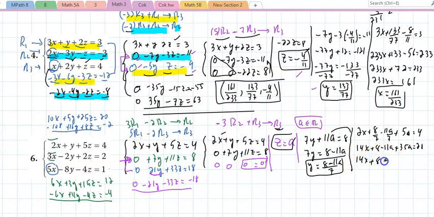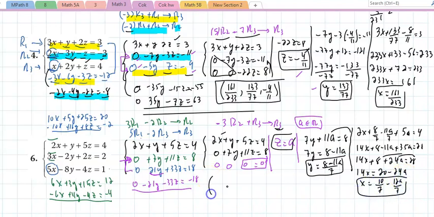plus 8 plus 24a equals 28, move that over, I'll get 14x equals 20 minus 24a, divide by 14, x would be 20 over 14, you could divide by 2, that's 10 over 7, minus 24 divided by 14, that divides by 2, 12a over 7, there's my solution.